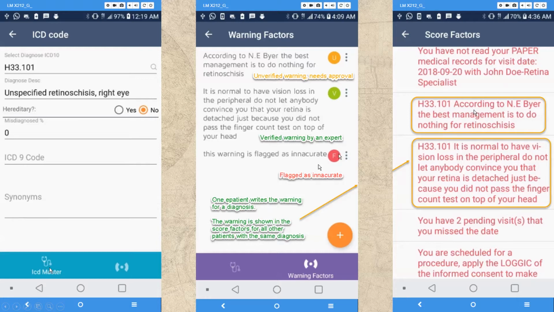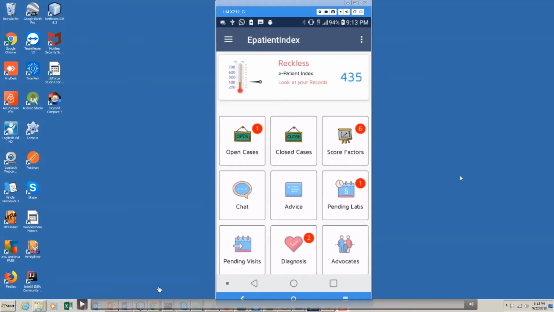And this warning is flagged by the community. That's why you see the F. You see, those warnings will appear in the score factors for patients to have an idea of their disease. Now, let's see it in action.